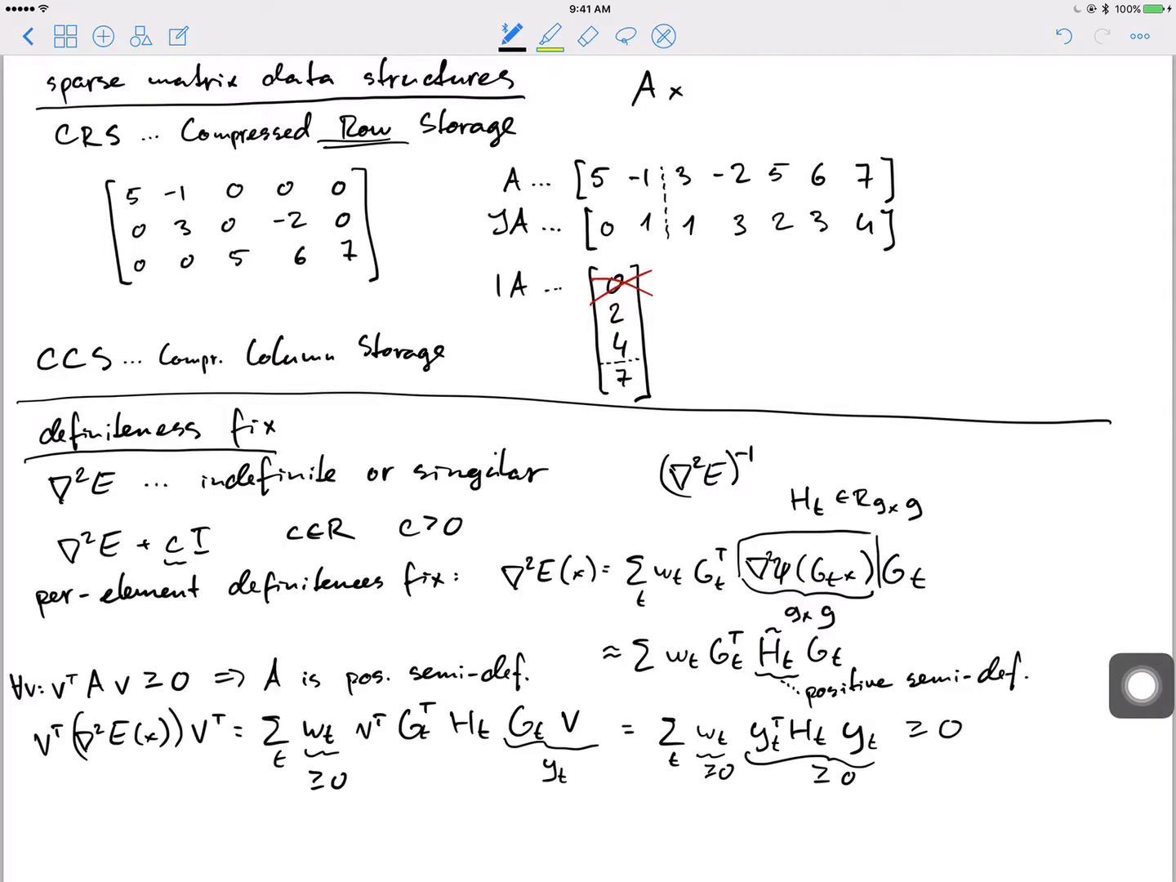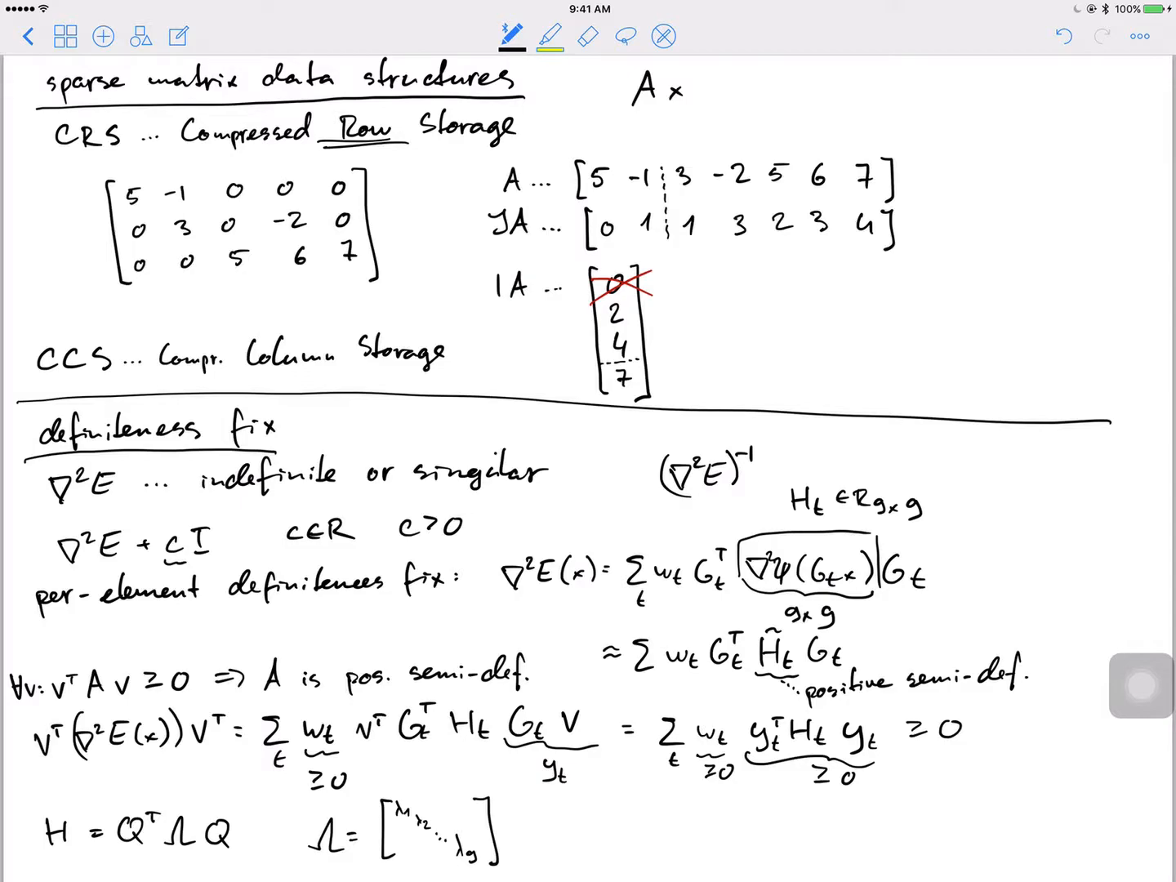Then for the H_T you do an eigen decomposition. So you do Q. Let me drop the T's because I don't want to be writing T's everywhere. So let's just say it's H. You do Q transpose lambda Q. That's an eigen decomposition, right? The lambda is a matrix of eigenvalues, lambda 1, lambda 2, up to lambda 9. Some of them can be negative.